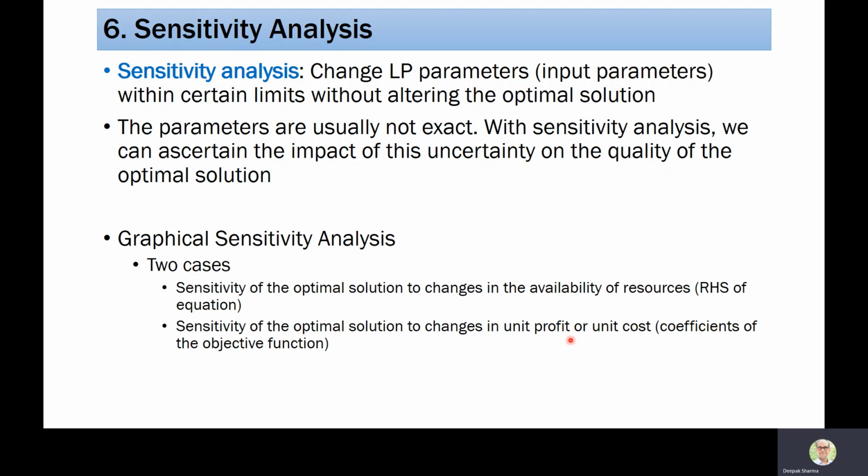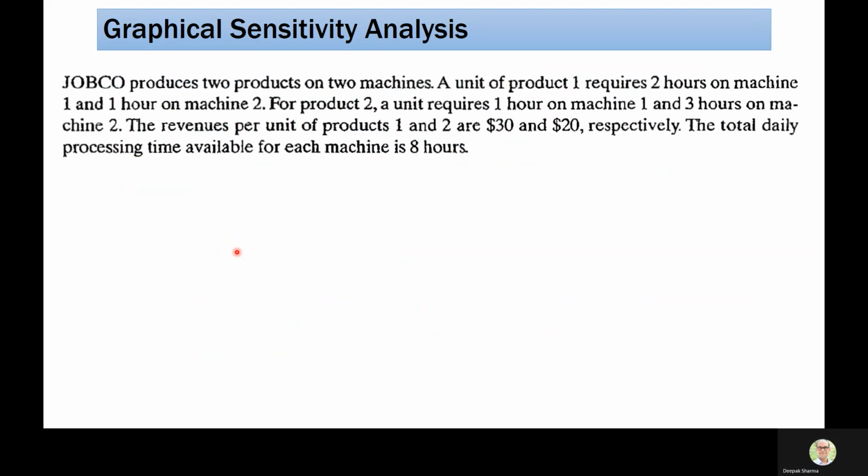So with these two examples, you can say that we are going to find the sensitivity of the solution with respect to the change in the resources or the change in the unit profit or unit cost. So let us understand these two sensitivity analyses with respect to the graphical method. To understand that, we have taken one example here.